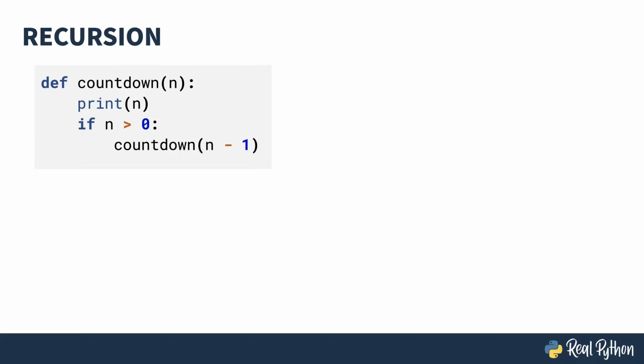Consider the countdown function. It takes an argument n, prints it out, and then calls itself with one less than n. It is recursive. So just how does that work? Well, when you call the function with an argument like 2, this gets encapsulated in a little chunk of memory called the stack.